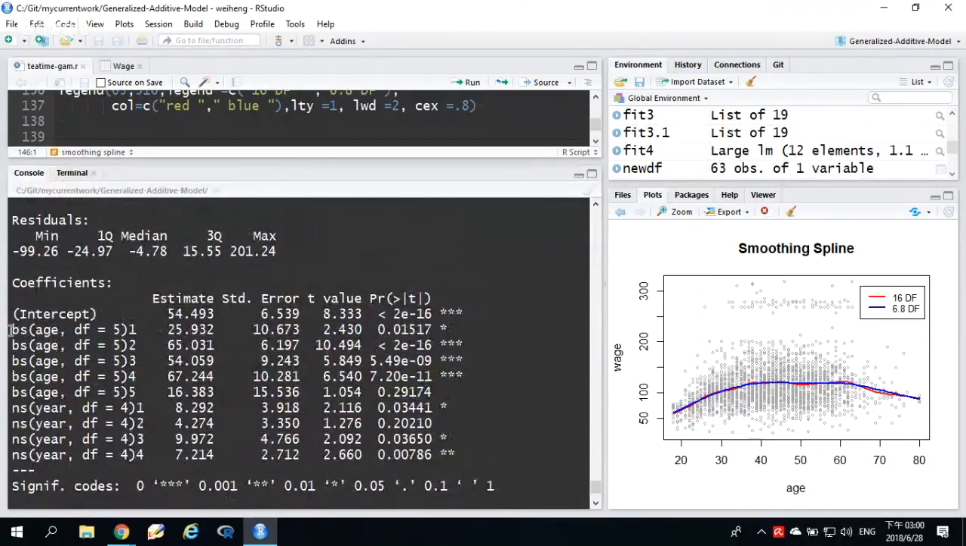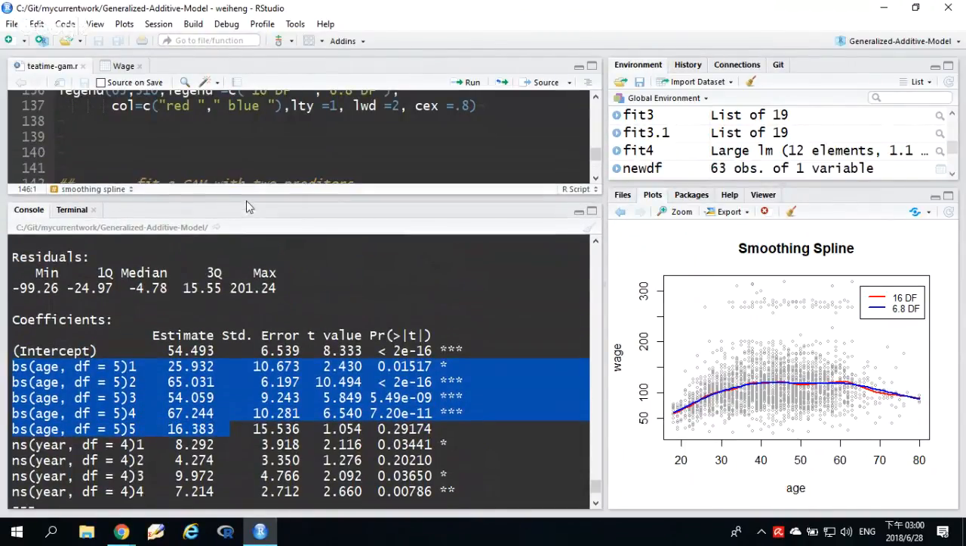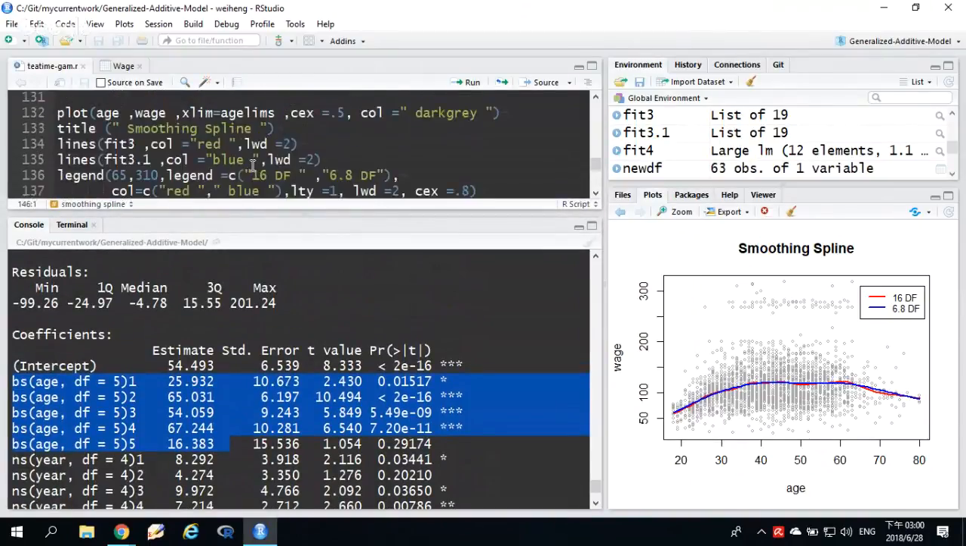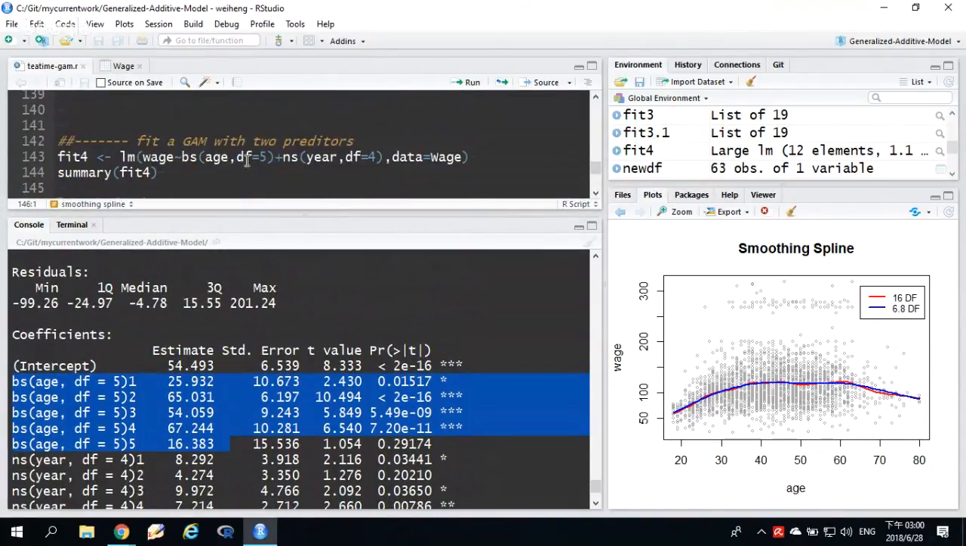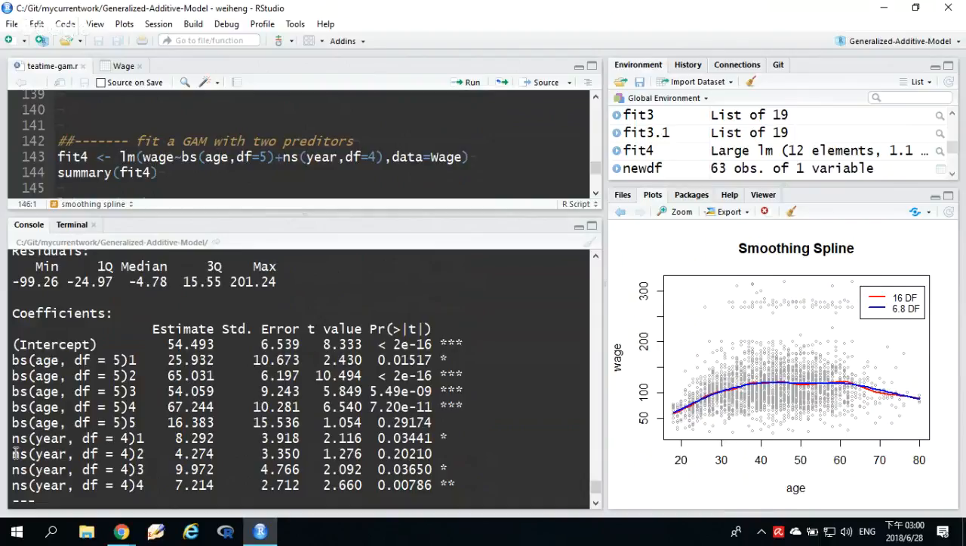So this part will be the B-spline. We choose df as 5, so in total we have 2 knots. And for the natural spline, df is 4, so 4 minus 1, so they have 3 knots. And for each knot you can see the estimate.